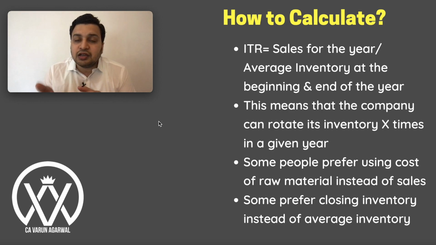What does inventory turnover ratio signify? It signifies how many times the company is able to rotate the stock in a given year. Some people consider using cost of goods sold or cost of raw material instead of revenue. Some people use closing inventory instead of the average inventory. So it differs. Depending on their comfort and interest, people modify the formula a little, but on a generalized basis, this is the formula to calculate.